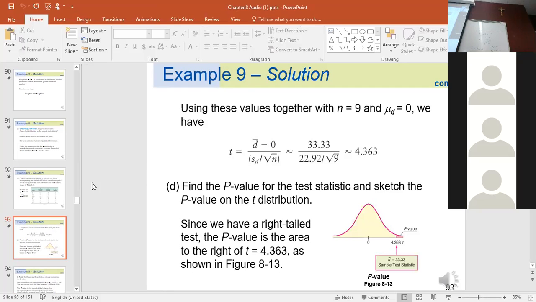So, H0 is mu B equals mu A, or mu D equals 0. H1 is mu B is greater than mu A, right? Anxiety before is bigger than anxiety after. So, mu D is greater than 0, and this is the claim.